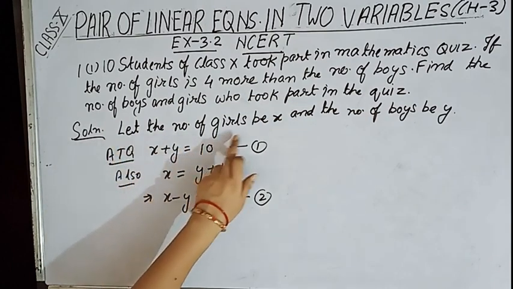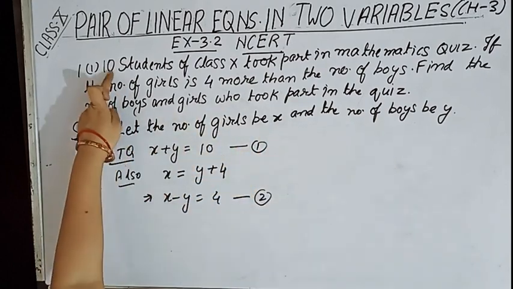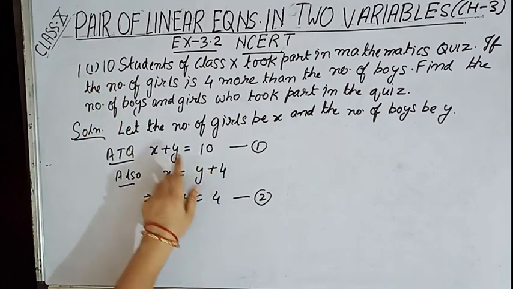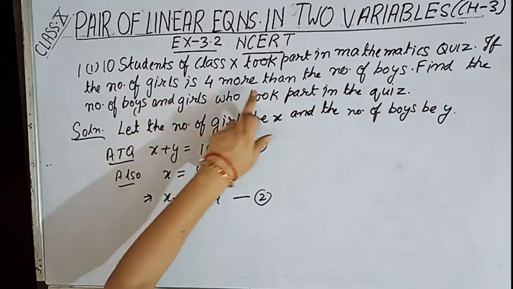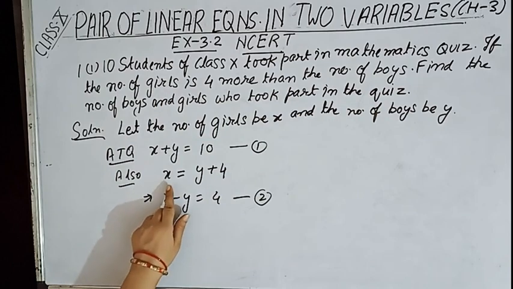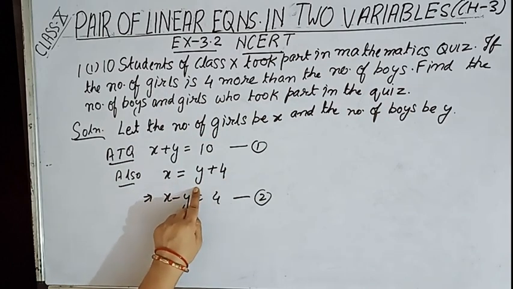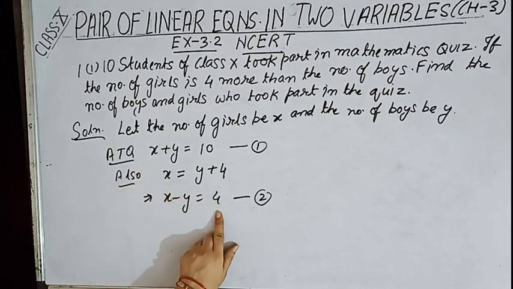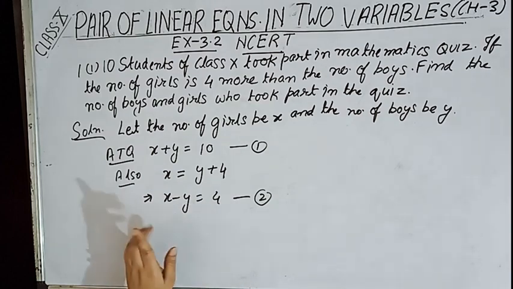Let the number of the girls be x and the number of the boys be y. Then since the total number of the students is 10, x plus y equals 10. Also, the second part of the question is saying that the number of the girls is 4 more than the number of boys. So we can write x equals y plus 4. This implies x minus y equals 4. So we have got the two algebraic equations for the given statement. Now we will solve it graphically.